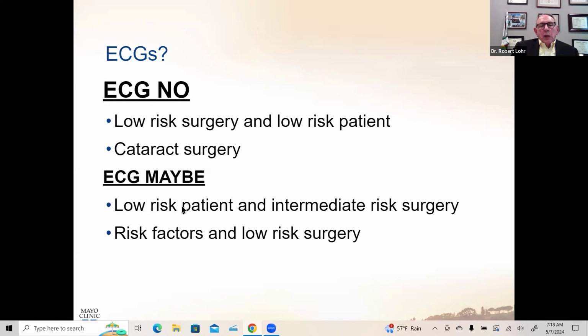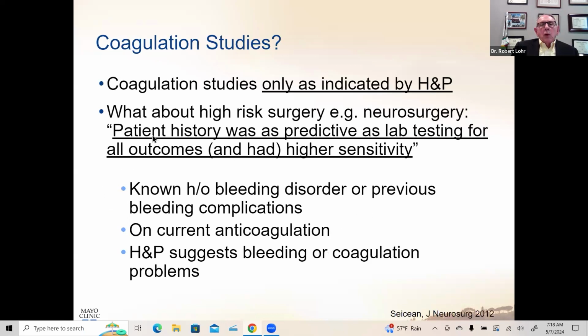Maybe doing an ECG again, low risk patient with higher risk surgery or risk factors and low risk surgery. What about coag studies? Now, you saw what the American Society of Hematology says about this, that it's really only indicated by the history and physical. Now, if you think about it, what patients are at the highest risk if there is bleeding? And it's the neurosurgical patients, those that have had craniotomies or spine surgery. So I went to the neurosurgical literature, and yes, there is a little bit in it. It's not terribly recent, but I think it still holds.